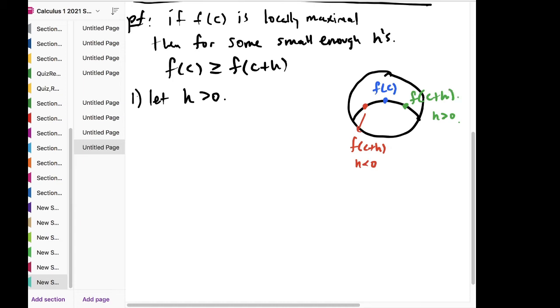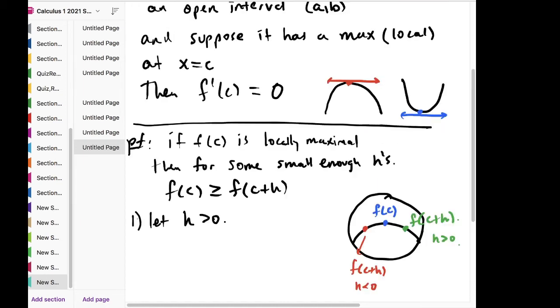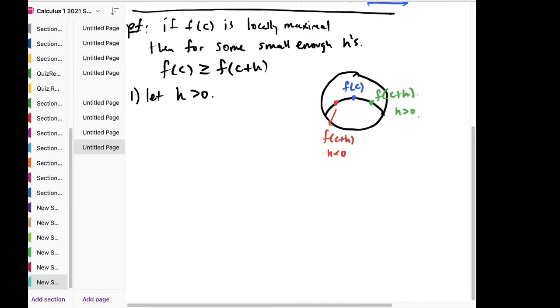So the derivative plays a role here, right? The claim is that the derivative at c is 0. So what do you think your first step would be? How do you get the derivative here? This looks something like the derivative, right? Well, what could you do to make this look like the derivative?